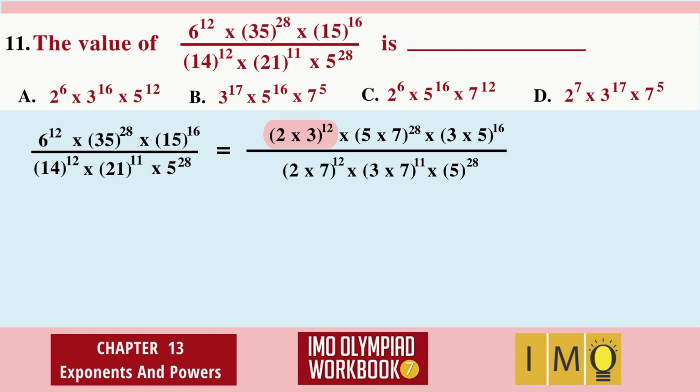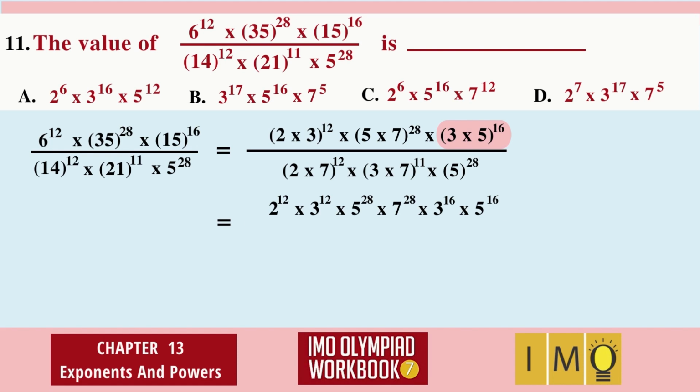(2 into 3) whole to the power of 12 will become 2 to the power of 12 into 3 to the power of 12. (5 into 7) whole to the power of 28 will become 5 to the power of 28 into 7 to the power of 28. And (3 into 5) whole to the power of 16 will become 3 to the power of 16 into 5 to the power of 16.